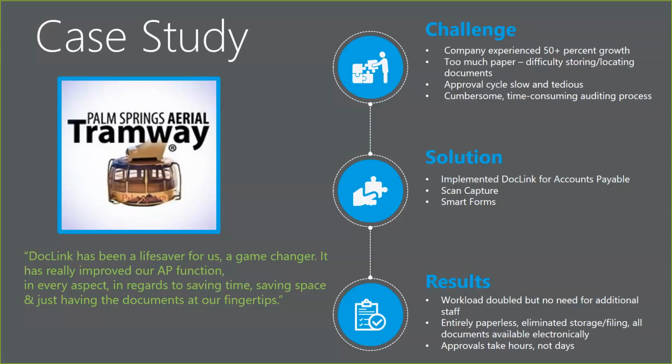One of the case studies I wanted to bring to your attention is Tallsprings Tramway. There, one of the biggest problems was, again, they were growing substantially, and the business impact for the company was significant, requiring new processes to ensure that the office continues to run properly. The main issue was that they had just too much paper. Making, storing, and finding documents was extremely difficult. In addition, approval cycles were often slow and tedious, requiring staff to physically be in the office to move paper through.